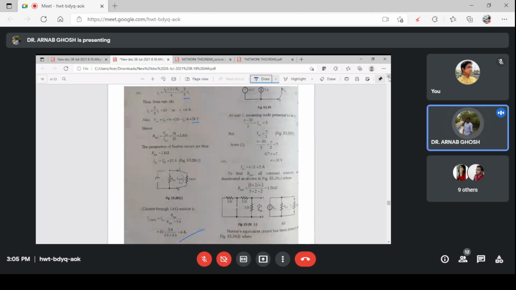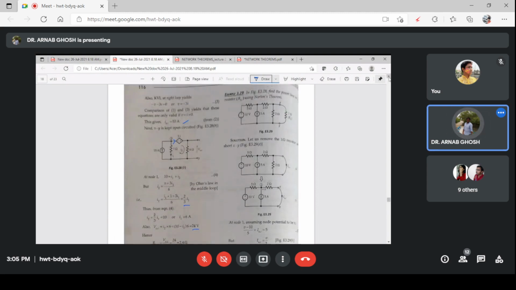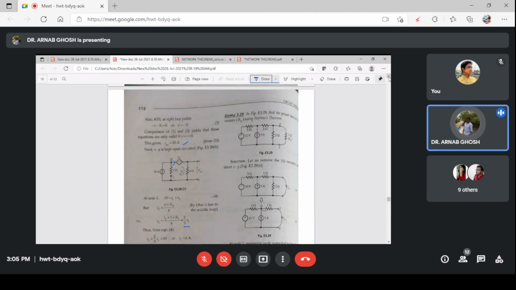Okay, so next what we will do, we will do another problem from Thevenin's theorem on these dependent sources. I will explain. It will be the same, the only thing is we have to calculate VOC, and we will be doing it by applying VOC and then the resistance.